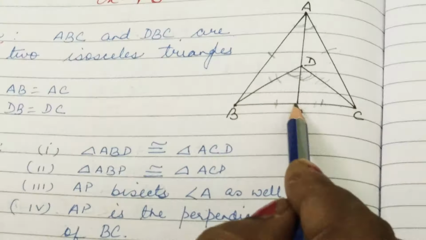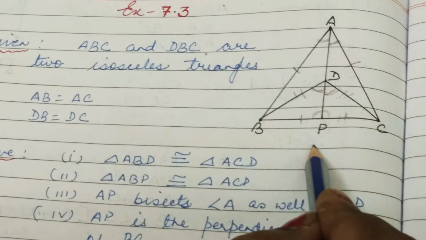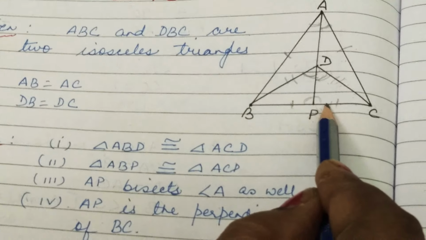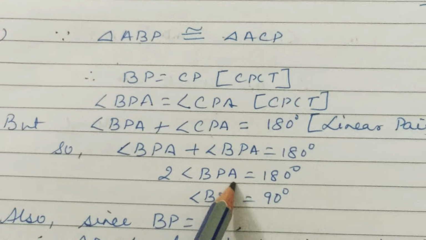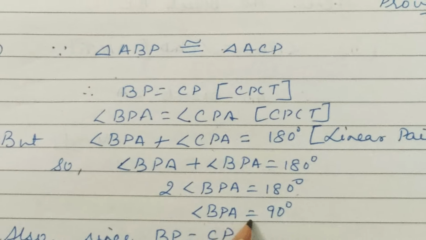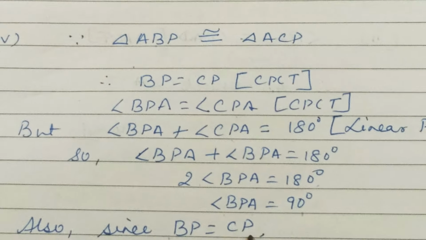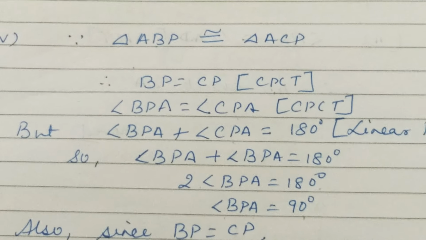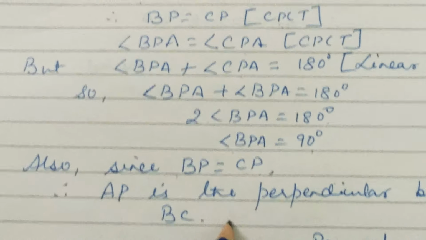But what do we find? That this angle plus this angle, that is angle BPA plus angle CPA, equals 180 degrees by the linear pair axiom. So in place of CPA, we can write BPA again, because BPA equals CPA by CPCT. So twice angle BPA equals 180 degrees, or angle BPA equals 90 degrees. And BP equals CP, which we have already proved by CPCT. Therefore, we can prove that AP is the perpendicular bisector of BC.